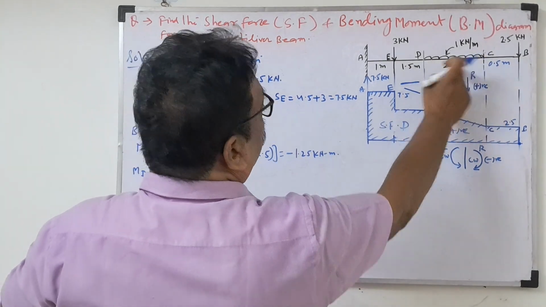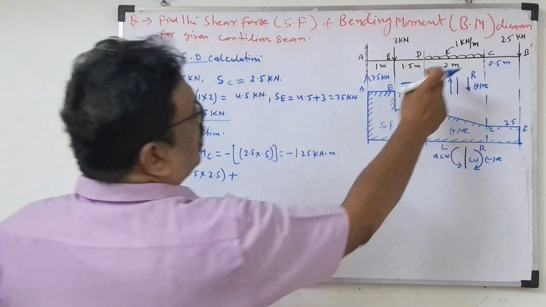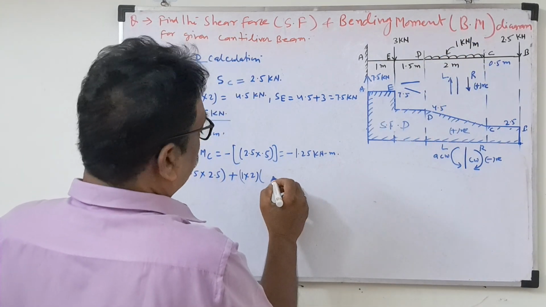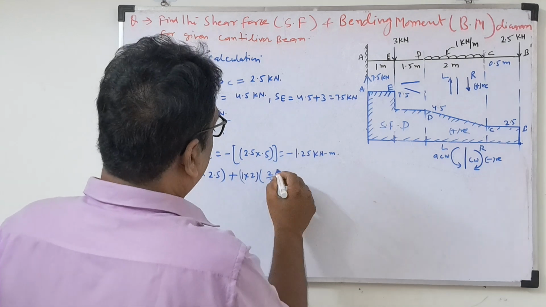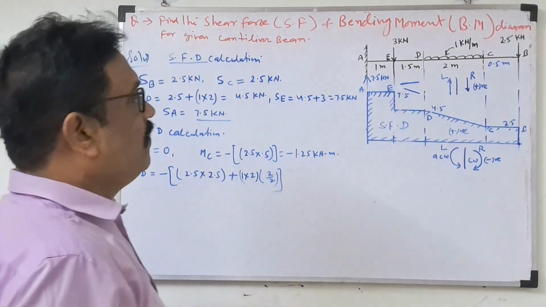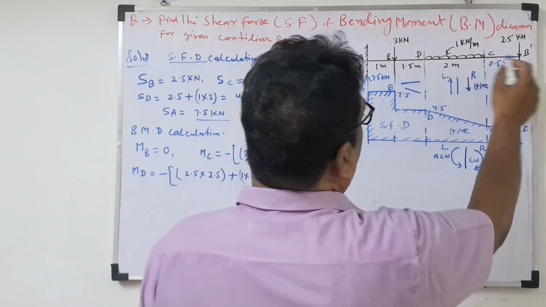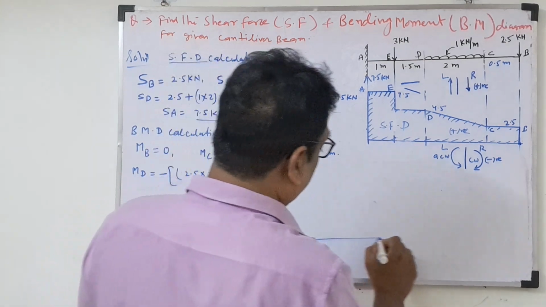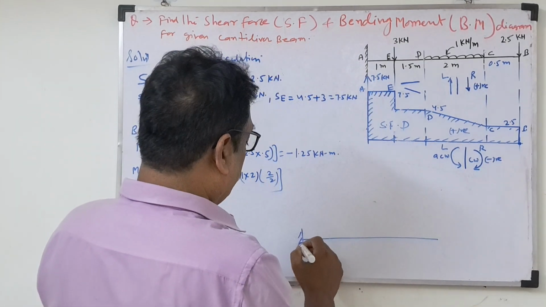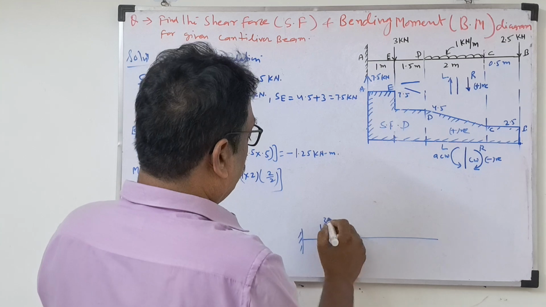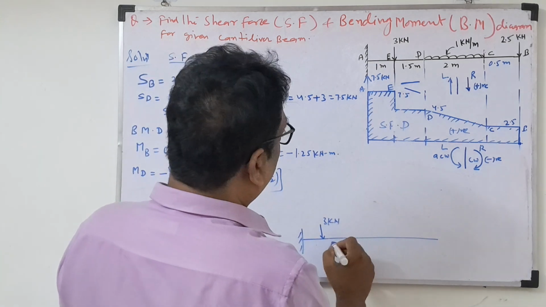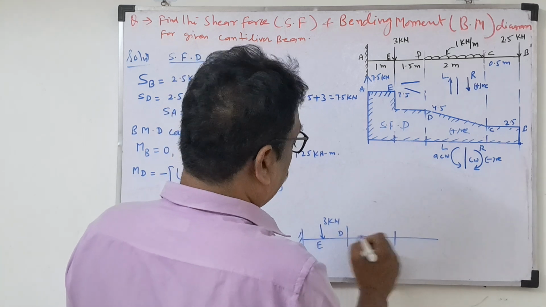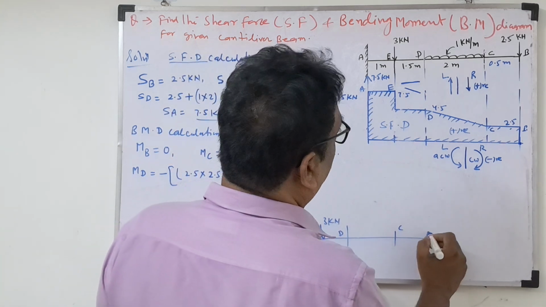Now at point D, UDL. What is the UDL load? We convert it: 1 into 2, this is the load. Then half distance, 2 by 2. Half distance 2, this was already explained many times. If you draw the load diagram for this particular diagram, just 1 minute, you see here. Load diagram: this is the load, 3 kilonewton. This is E, this is D and C, and here the point load.